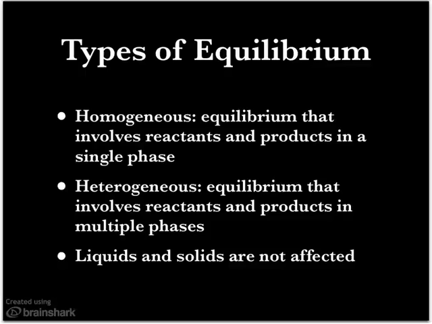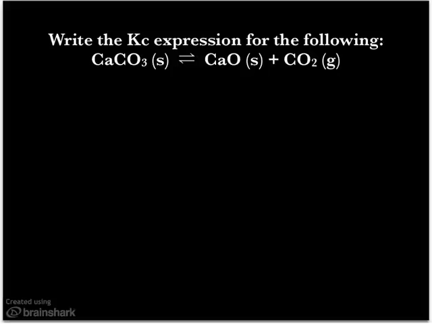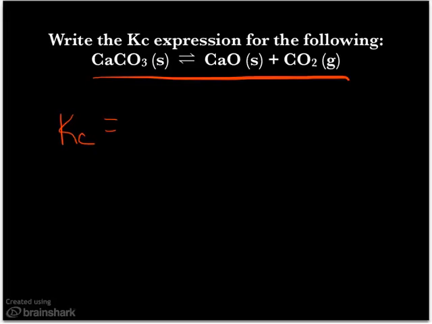Now, when you're dealing with your Kc expression or your Kp expression, whatever it is that it's asking for, you're not going to put in liquids and solids because those aren't affected by equilibrium. So if you see something that's a liquid or a solid, you don't put it into the expression. So for example, in this case, we have this equation, and we're looking for the Kc expression. So you have the Kc, products up top, reactants on the bottom, same thing as before. But in this case, we have CaO, it's a solid. Because it's a solid, we're not putting it in the Kc expression.